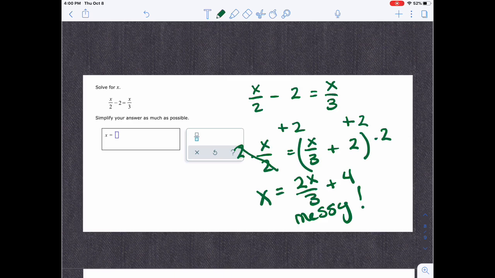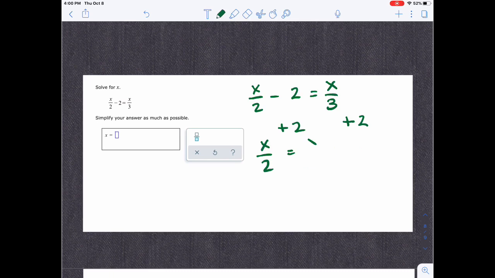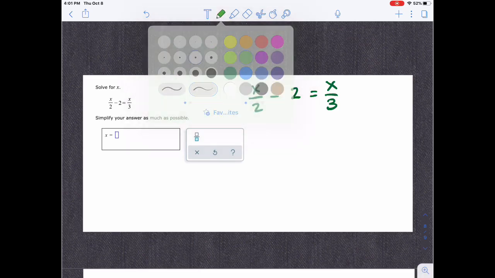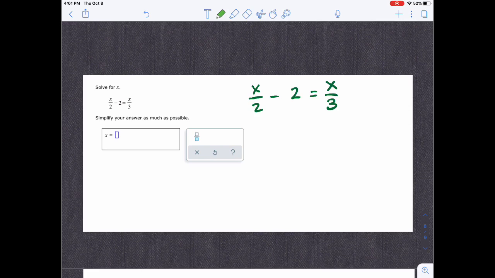So let's back up. Let me show you a much cleaner way to do this. If we have to deal with denominators, we have to deal with denominators. And we shouldn't be afraid of fractions. So let's change color because it makes me feel better. And let's multiply everything by 6. Why did I pick 6? Because it's a common denominator for 2 and 3.